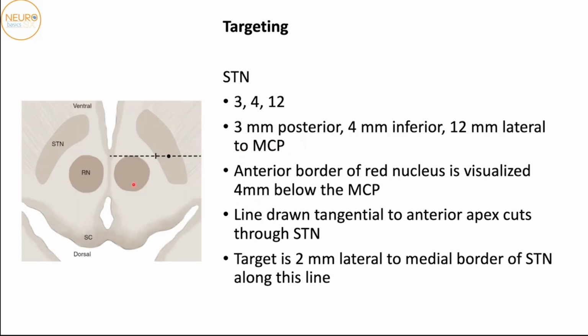Once you have that value, you're going to come to the axial section that is 4 millimeter inferior to the mid-commissural point. At that point, you'll be able to visualize the red nucleus. A tangent drawn anterior to the anterior border of the red nucleus is going to pass through the STN at this point. Our target is going to be 2 millimeter lateral to the point at which this line crosses the medial border of the STN. So this is our target at the STN.